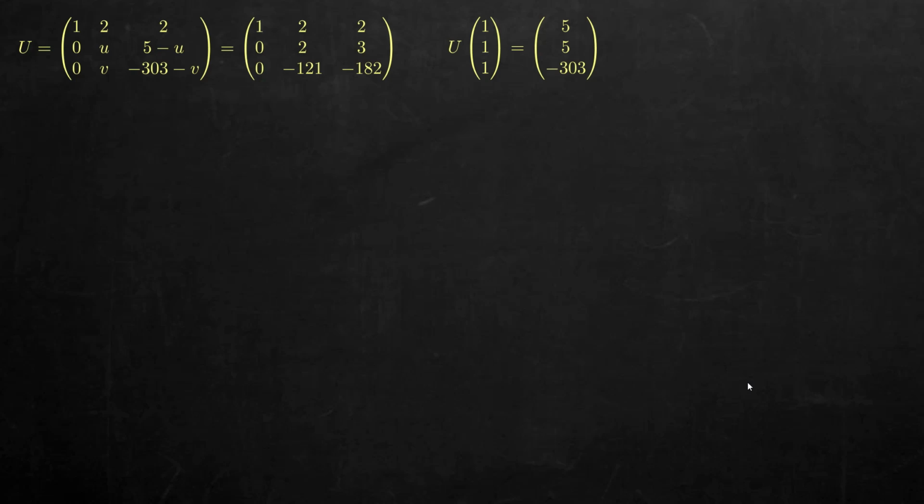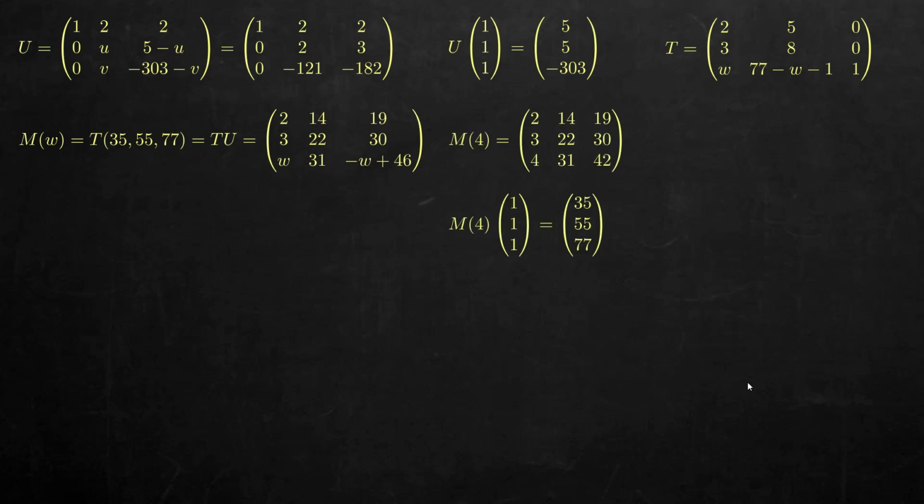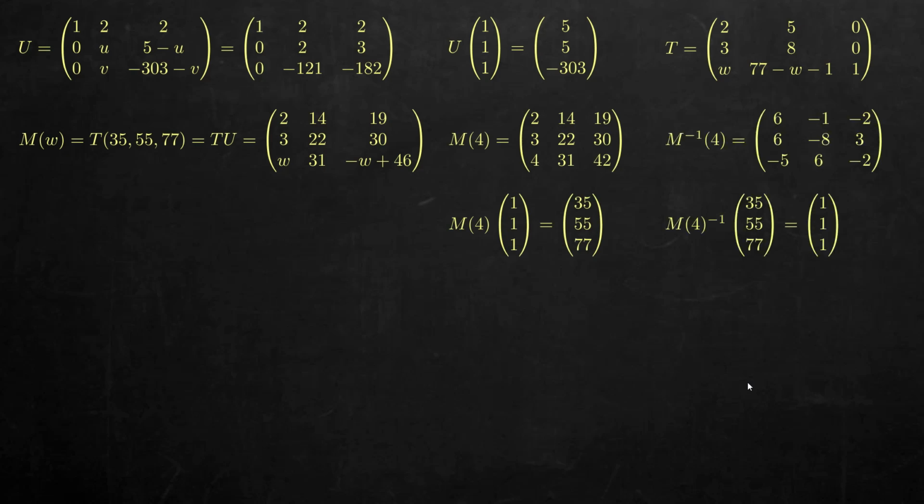The product of T and U gives a transformation M that maps (1, 1, 1) to (35, 55, 77). The inverse of M provides the solution (x, y, z) to the original Diophantine equation.